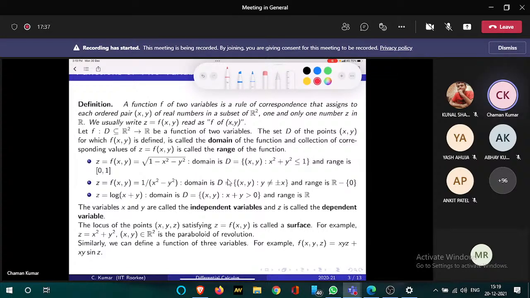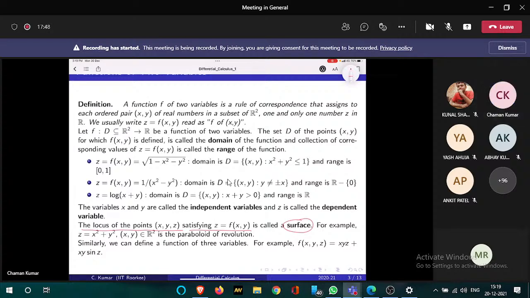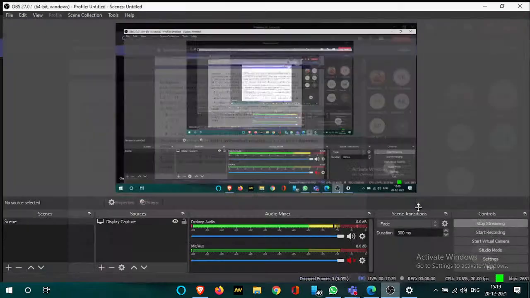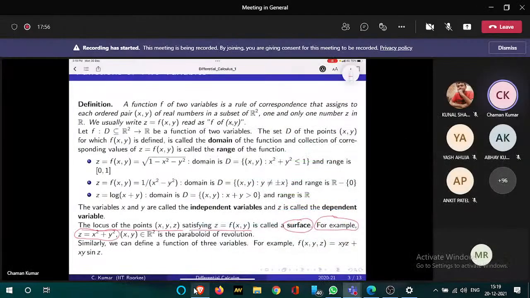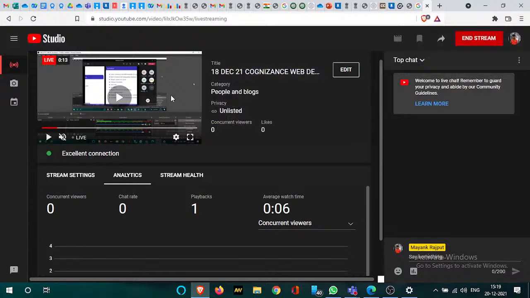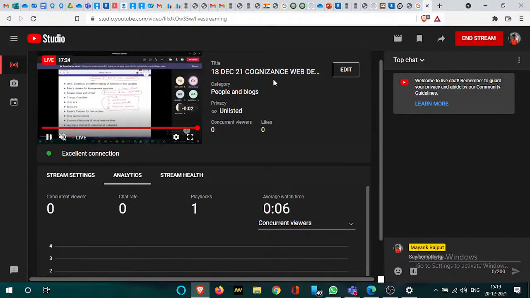Now the locus of the point x, y, z satisfying z equal to f(x, y) is called the surface. For example, if I take z equal to x square plus y square, then the surface will be a paraboloid of revolution.